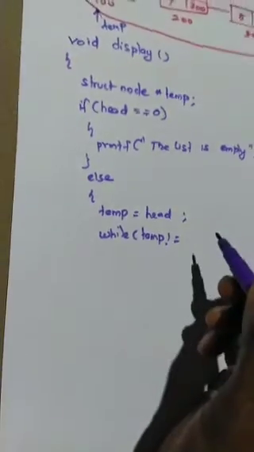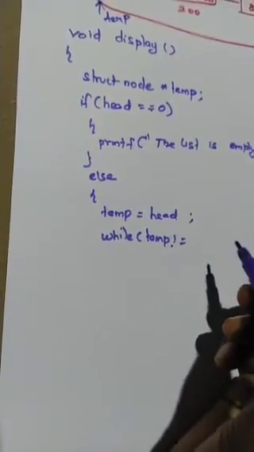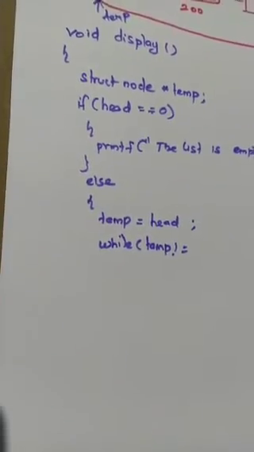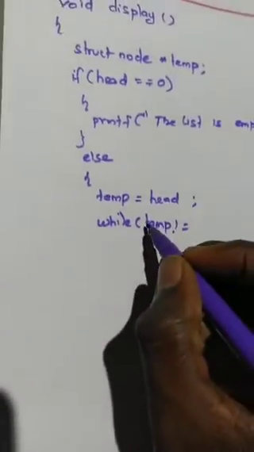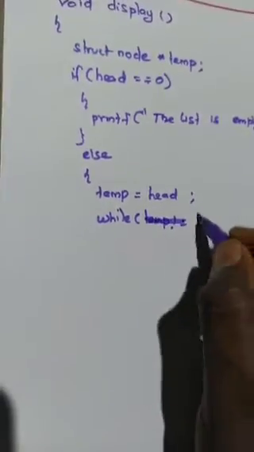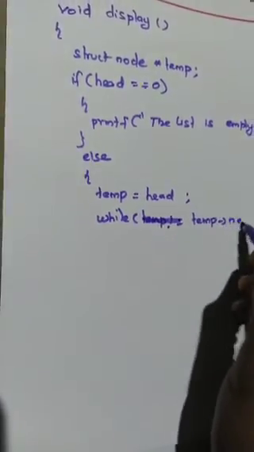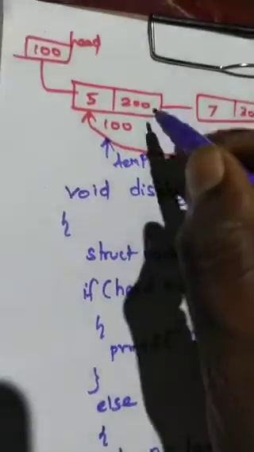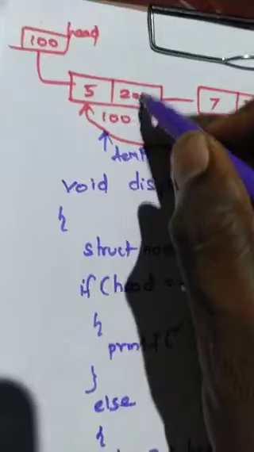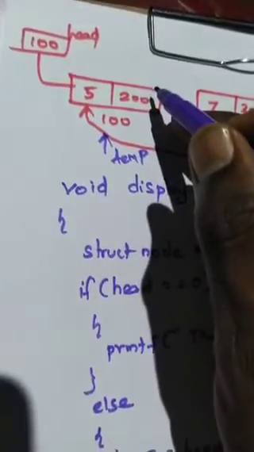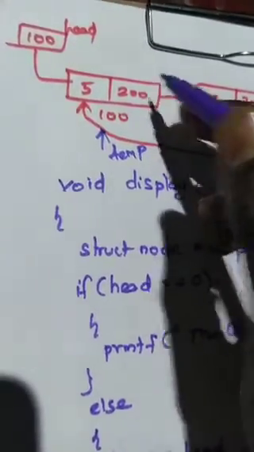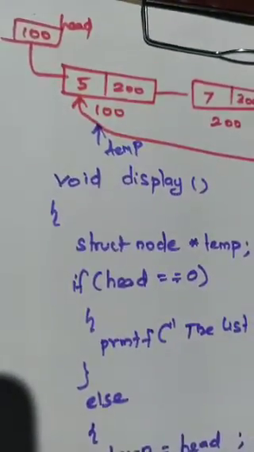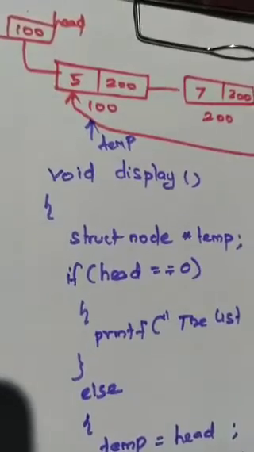Temp is not equal to... usually what will be the condition in a singly linked list? Temp next. If I don't have any data next to it, the next value will be 0, right? But here what is the condition? If it points to the head, that's going to be the last node, right?